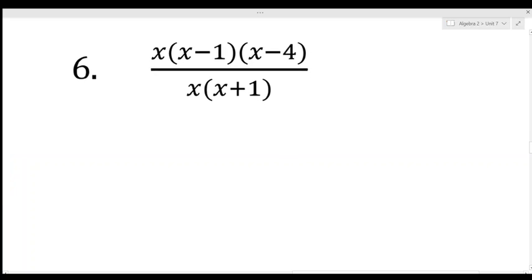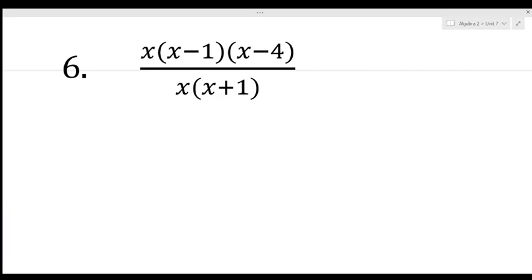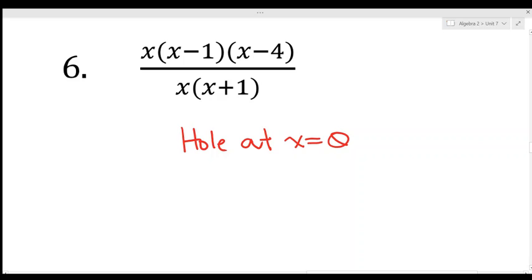Okay, looking at 6. Let's use a different color here. We have x times x minus 1 times x minus 4 on the top, and then we have x times x plus 1 at the bottom. Well, we have an x on the top and an x at the bottom. So we know this is going to be a hole at, now if we set x equal to 0, we can't do anything with that. So that means we have a hole at x equals 0.